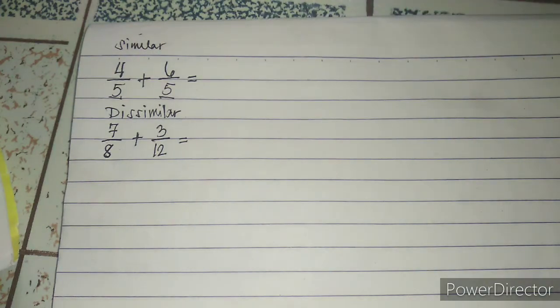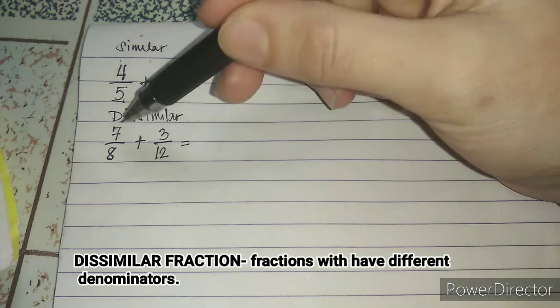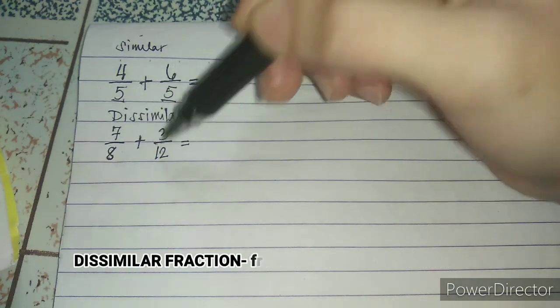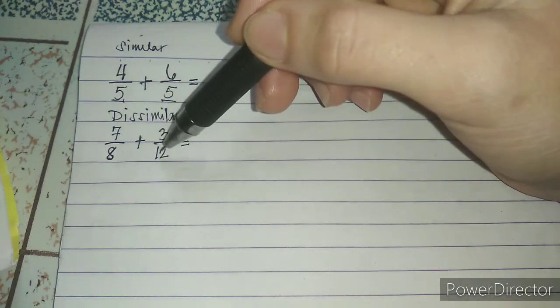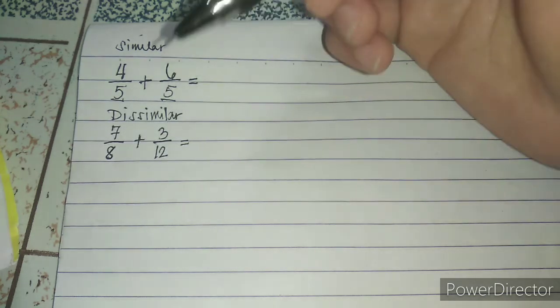And the second one, we have dissimilar fractions. Dissimilar fractions are fractions which have different denominators. And this is an example of dissimilar fractions. 7/8 plus 3/12. Tinatawag siyang dissimilar fractions kasi yung denominator niya ay hindi magkaparehas, which is 8 and 12. Okay?